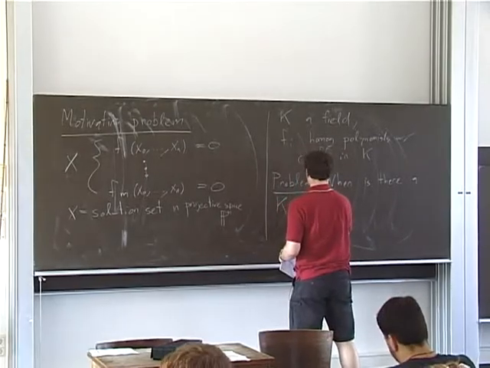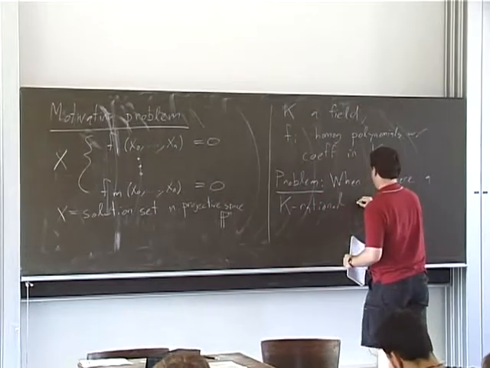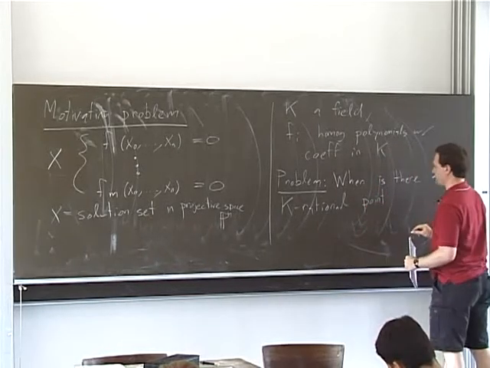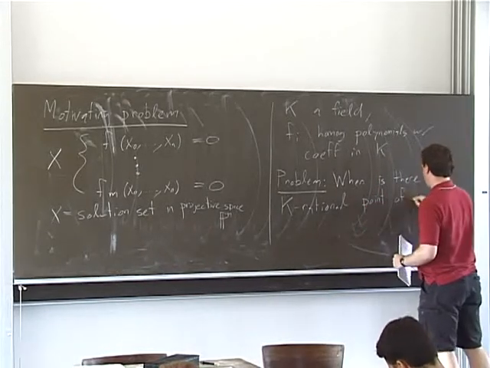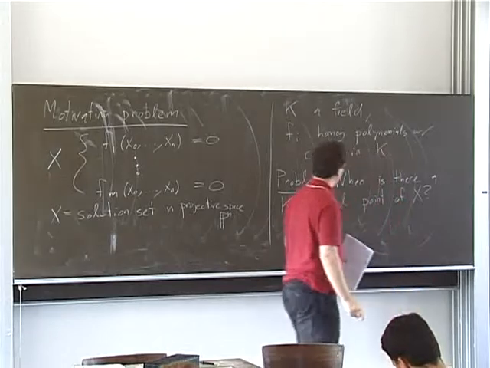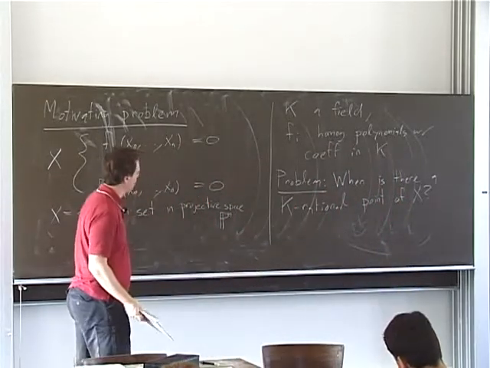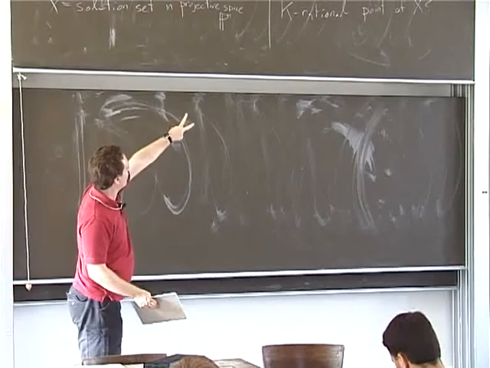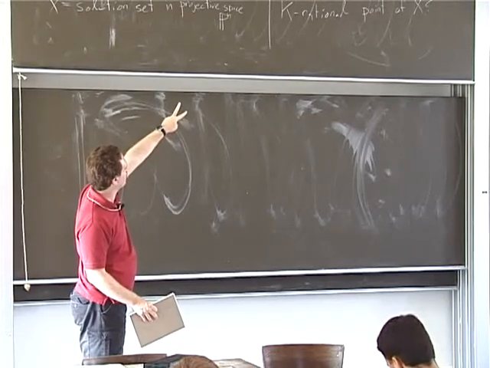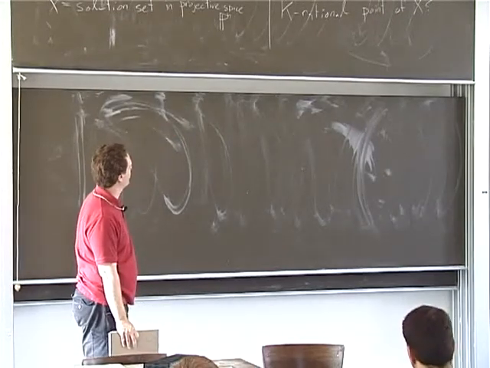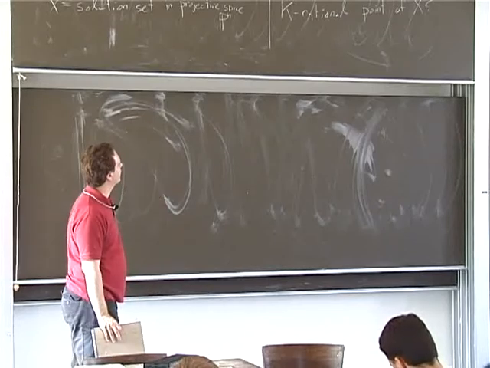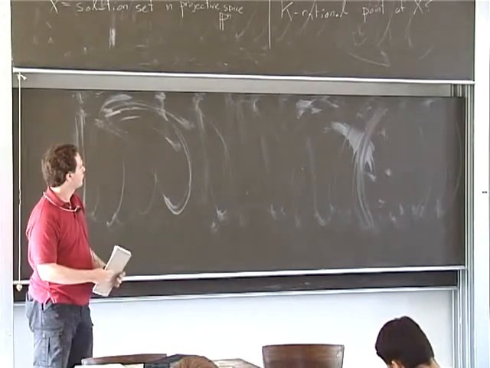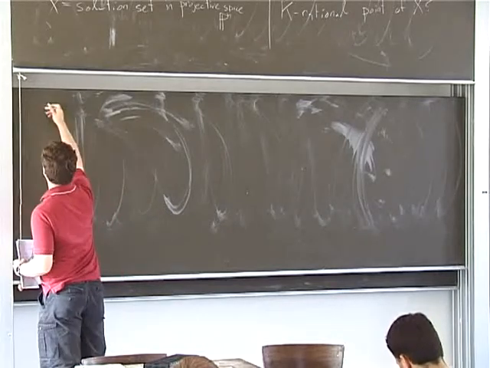So I will talk about integral models, but at the moment, just rational points. When is there a K-rational point of X? And again, this is very general, but I just want to point out a few aspects of this problem. So there are two parts of this problem. We could ask for necessary conditions for there to be K-rational points, or equivalently, we could ask for obstructions to the existence of K-rational points. And then we could also ask for sufficient conditions.